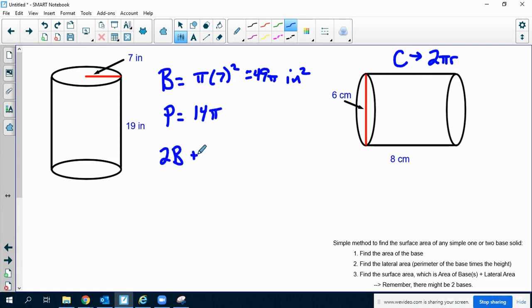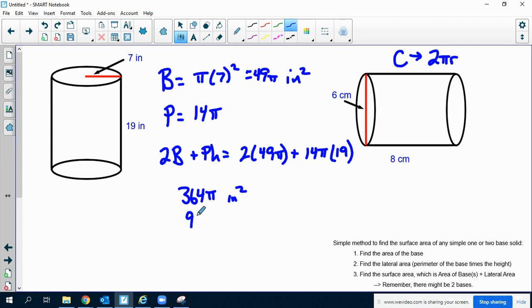So the area is 2b plus ph. So 2 times 49 pi plus 14 pi times the height, which is 19. And so this ends up being 98 pi plus 14 pi times 19. And that ends up being 364 pi inches squared. If I wanted a rounded answer, I could type that in the calculator, 933.663 inches squared.